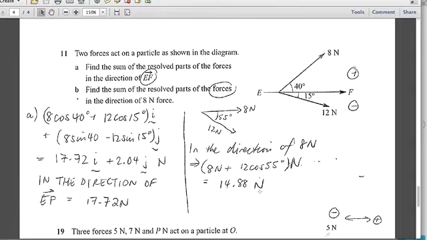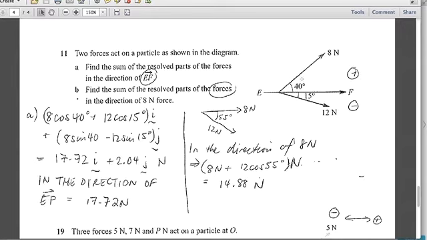So we're going to do, first of all, the first part of this. I can just show you on the diagram here. The 8N force can be divided into this part, which is 8 cos 40, and the 15 degree one down here, the horizontal component of that is 12 cos 15. So you can see them both there.